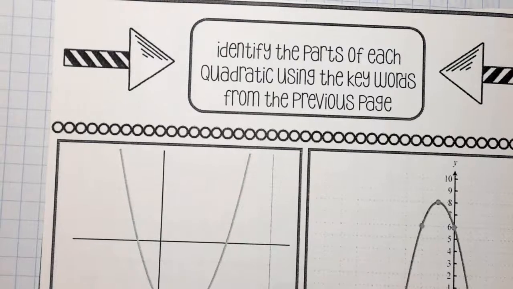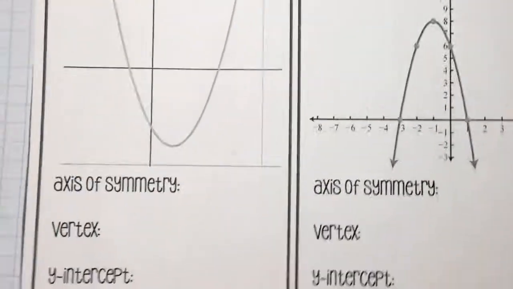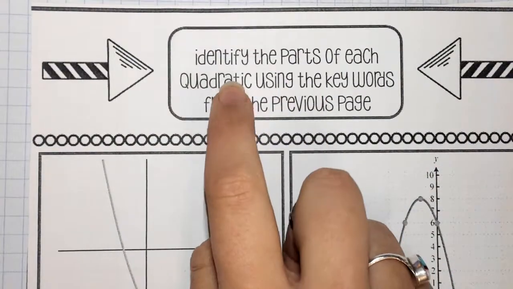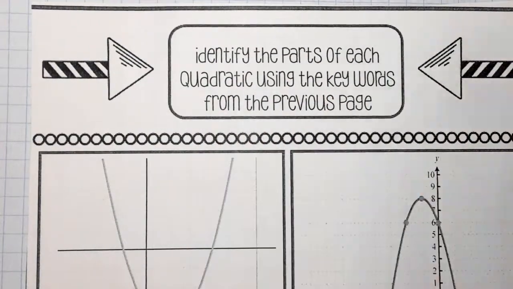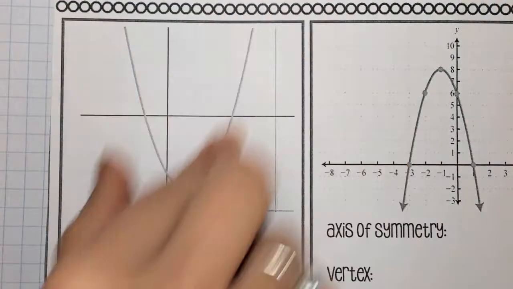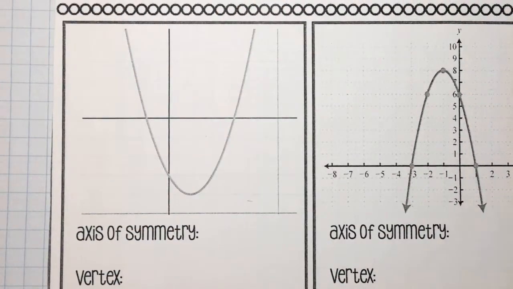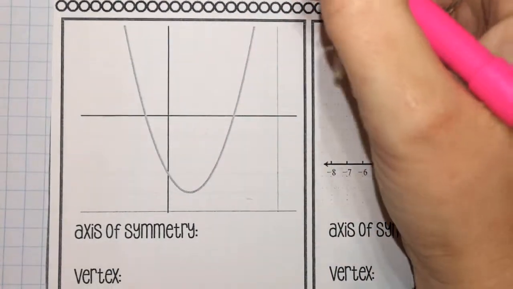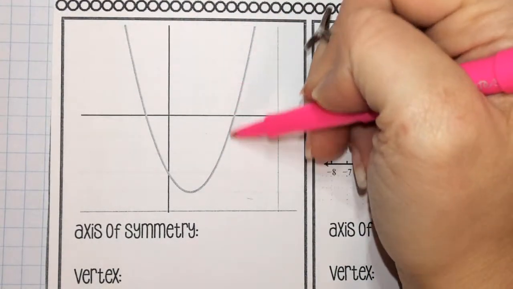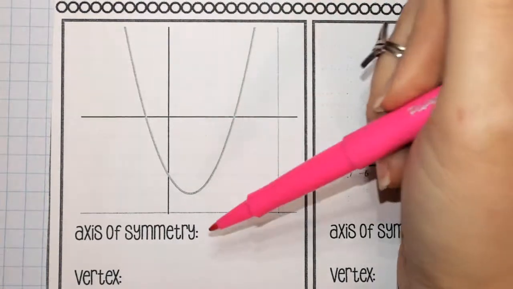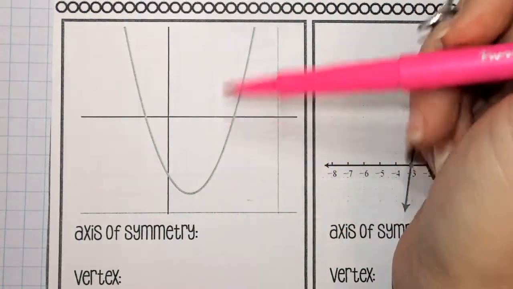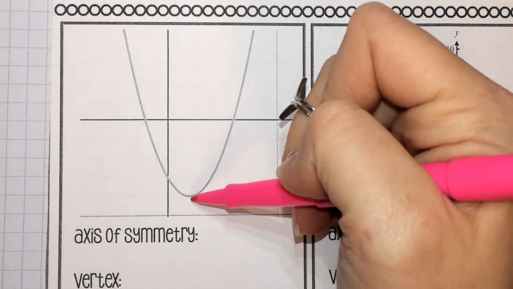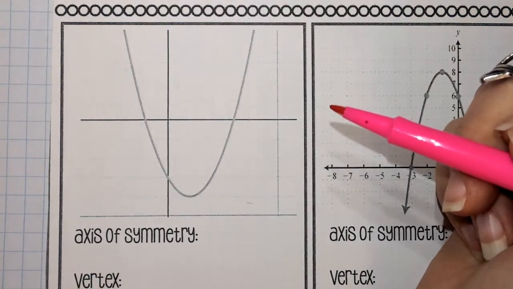Okay, so what we're going to do now is we're going to use our keywords and identify parts of each quadratic using the keywords from the previous page. This is a parabola. Now, the axis of symmetry is where it cuts it in half. Where do you think it's going to cut the graph in half? In the middle. Right here?